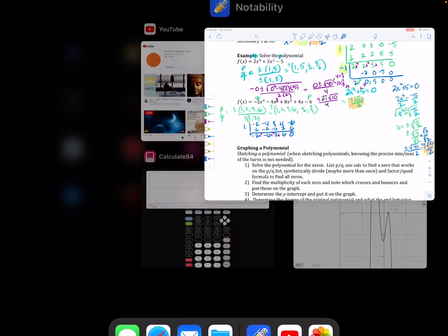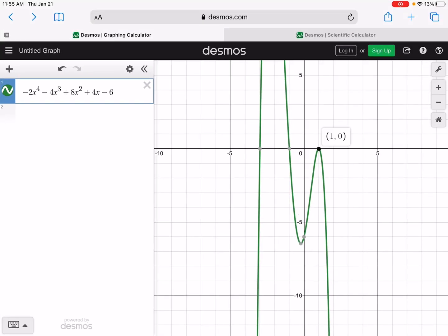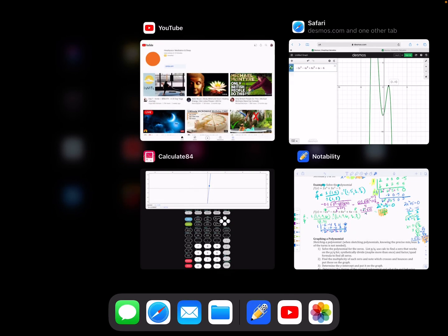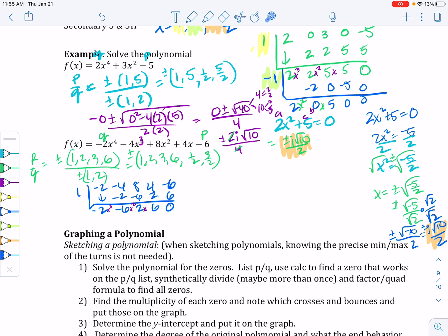So if we go back and look at our picture, notice this x-intercept bounces. So that means that there's a multiplicity of 2 here. So I can synthetically divide by that number again. So if I synthetically divide by 1, I'm going to bring down the negative 2. Actually, I should probably just squeeze it in smaller. So synthetically divide by 1.